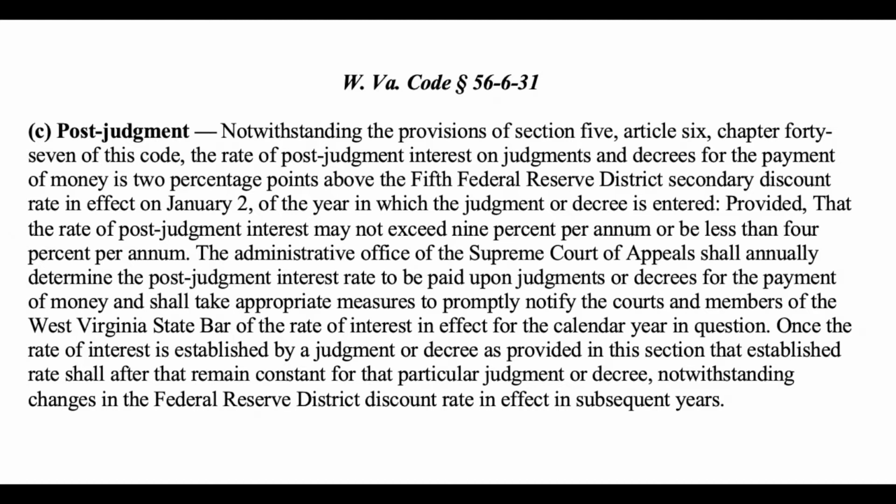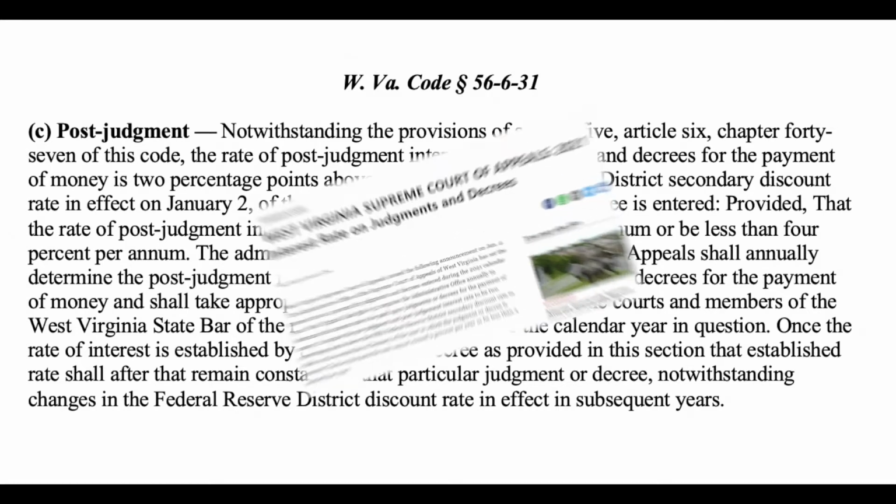Post-judgment interest in West Virginia state courts is governed by West Virginia Code Section 56-6-31(c), and with some limitations, it is 2 percentage points above the 5th Federal Reserve District secondary discount rate in effect on January 2nd of the year in which the judgment or decree is entered. If a person is unsure of the judgment rate in effect at the time of entry of judgment, the West Virginia Supreme Court of Appeals maintains this information.